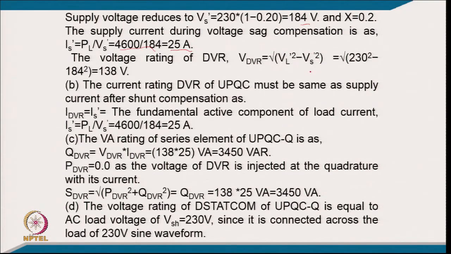square root of VL square minus Vs square, because in the UPQC-Q we are injecting at quadrature with the current. So, that comes to 138, and the current rating of UPQC is the same as the supply current, that is 25 ampere, and the VA rating of UPQC is VDVR times IDVR. So, we get the voltage injected which we calculated here, multiplied by the current. So, it becomes 3450 VA, and PDVR is 0 because we are not taking any active power injection, we are injecting the voltage at quadrature with the current.